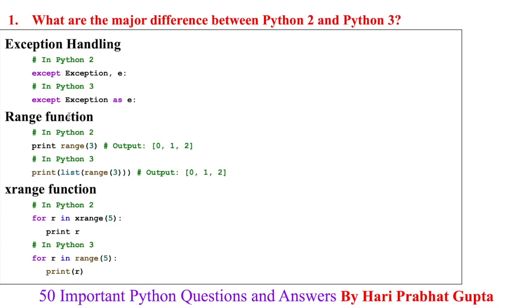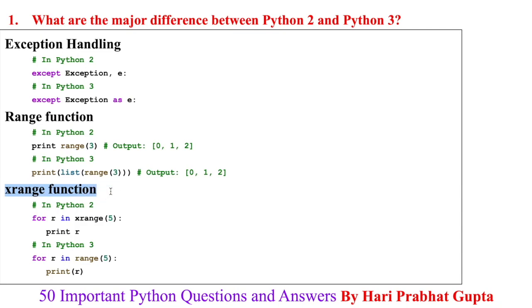The next difference is the range function. In Python 2, this is very interesting. The range function returns a list of integers starting from 0 up to the upper limit that is given. In this example, range 3 returns the integers 0, 1 and 2. In Python 3, the range function behaves differently. It returns a range object instead of a list, and to get the same behavior as Python 2, you need to convert the range object to a list by using the list function. As shown here, we use the list function to get the same result as Python 2.